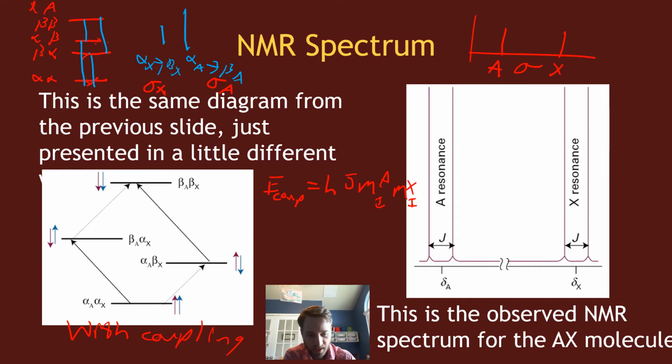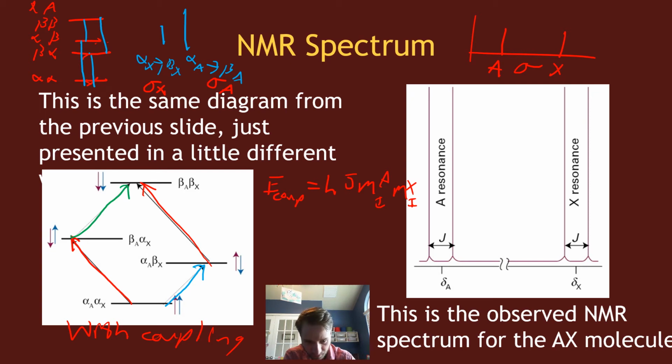And what happens again? We can only change one spin at a time. So here, for example, this line, I'm changing atom A from an alpha to beta spin. Similarly, this line here, I'm changing atom A from an alpha to beta spin. While this line here, I'm changing atom X from alpha to beta spin. And this line here, I'm again changing atom X from an alpha to beta spin. So I still have these changes in spins.